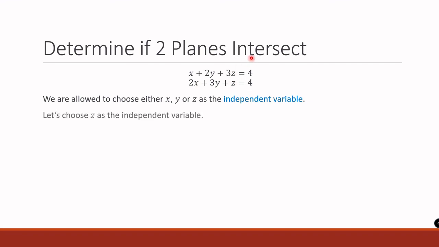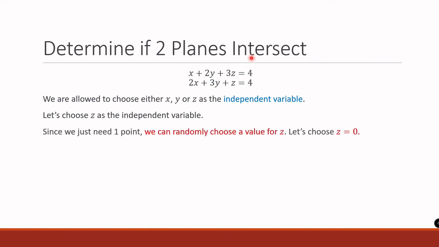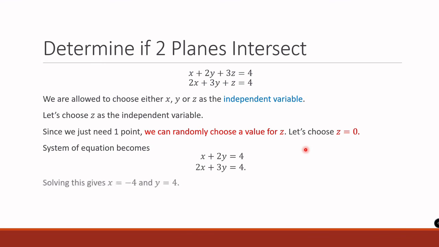So in this case, I'm going to choose z as the independent variable and I will randomly choose the value. I'll just make it 0 for simplicity. When I make it 0, my equation becomes like this. Alright, and then go on and solve for x and y. I get these values. I can conclude that (-4, 4, 0) is a point on the line, because I solved the simultaneous equations of the two planes to get this.